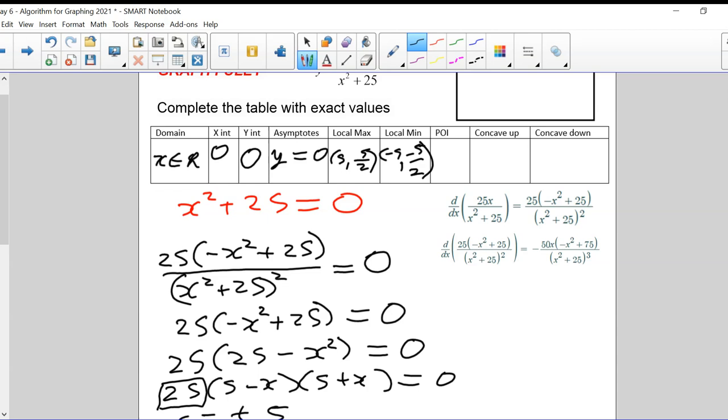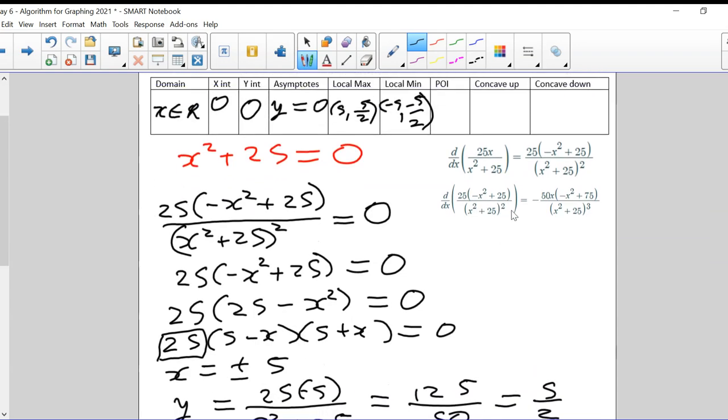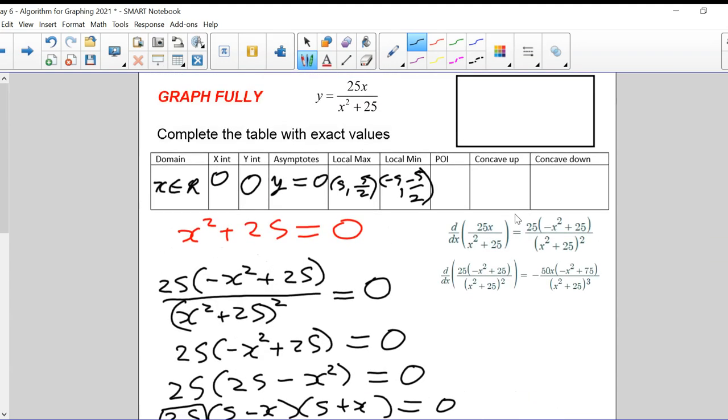All right. POIs. Concave up, concave down. I don't know that we're going to be able to finish this, so let's see how far we can go. Where is it concave? And where do we look to figure out where it's concave up and concave down? By the way, did I use the right thing for the look? Yes, I did. The minus 50. I use the second derivative and set that equal to 0.